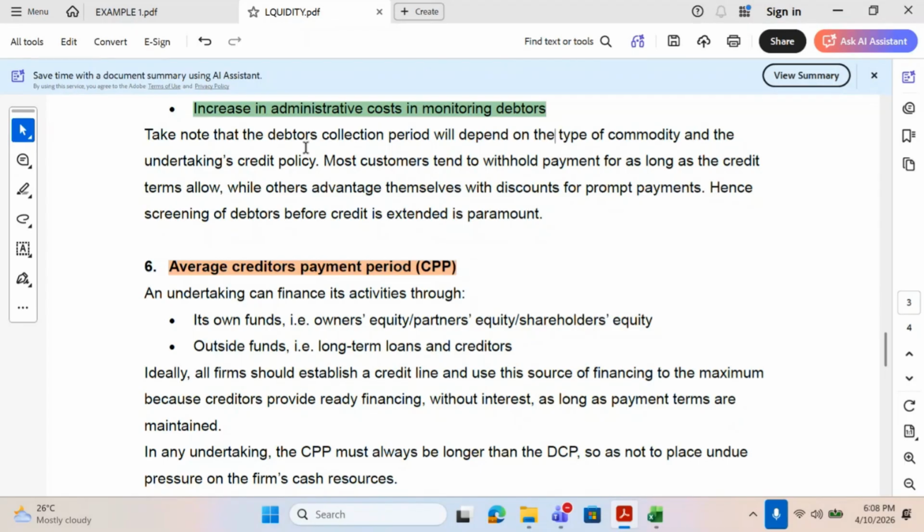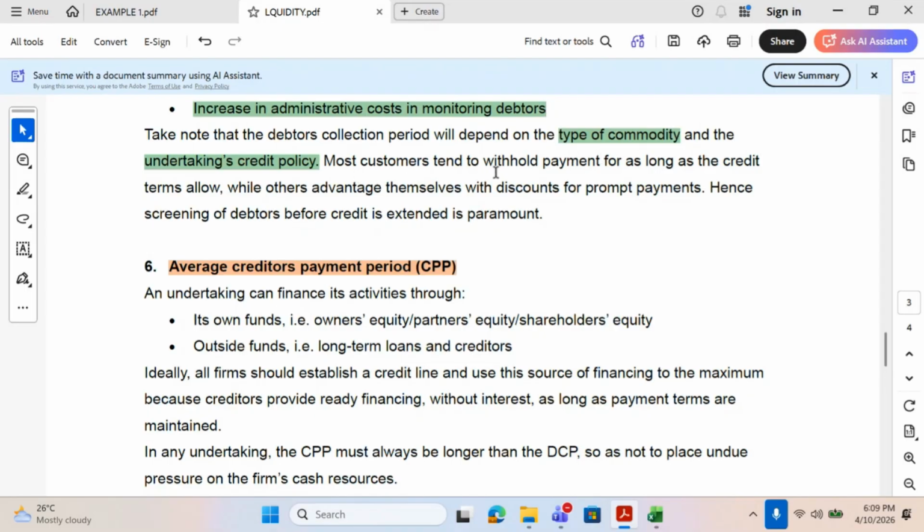Take note that the debtors collection period will depend on the type of commodity and the undertaking's credit policy. It depends sometimes on the type of goods that you're providing, because some things you may sell today and then it takes 6 months to pay. But obviously that is something that you're going to analyze based on your business and the product that you're offering. But the number of days has to be reasonable.